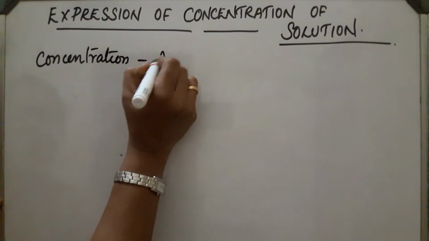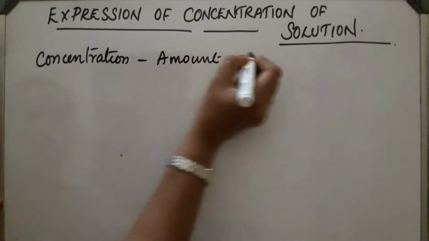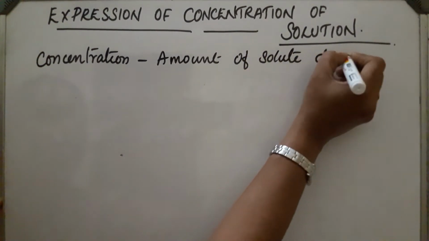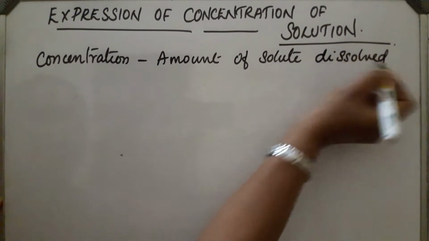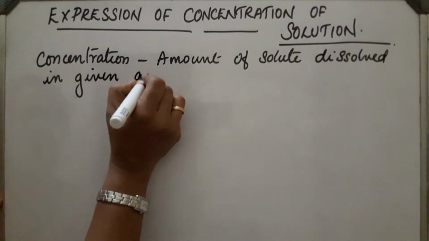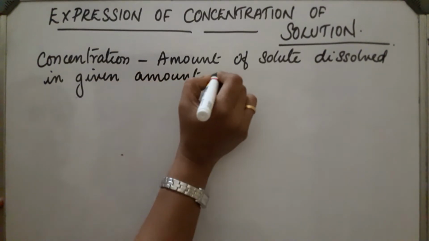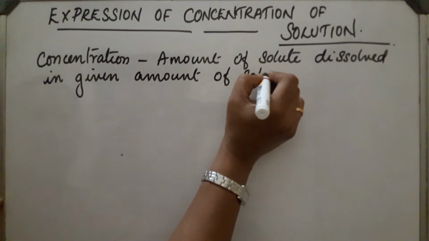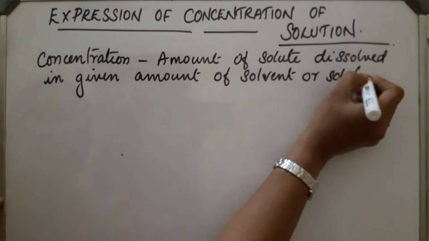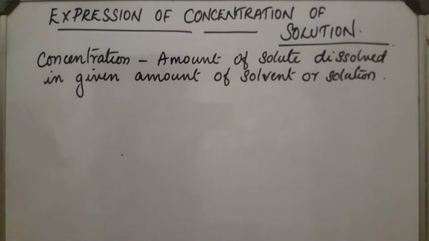Concentration is the amount of solute dissolved in a given quantity or given amount of solvent or solution. So concentration is the amount of solute dissolved or present in a given amount of solvent or solution. It can be expressed in many ways.